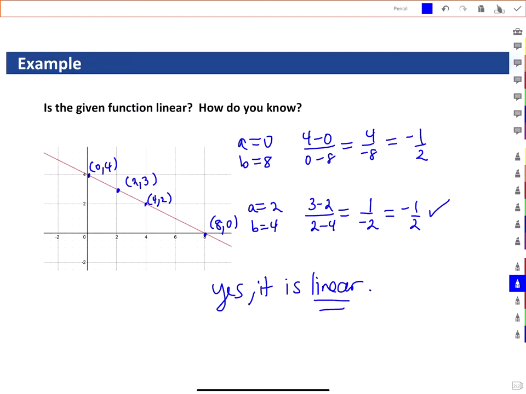So linear functions are something you've probably dealt with a lot in the past, but we're just going to take it to a little different level in this class. So I hope this video helped.